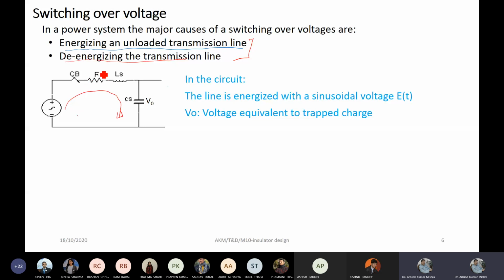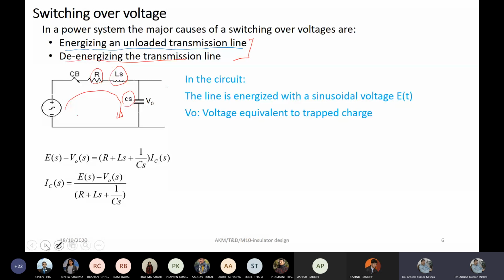So R is the resistance, Ls is the impedance for the inductance in the form of Laplace transform, and this is the admittance form. I am not devoting much time because you know these things. So this capacitor with a trapped charge has an initial charge. You know that a capacitor has to be modeled like this. So this you already know, right?